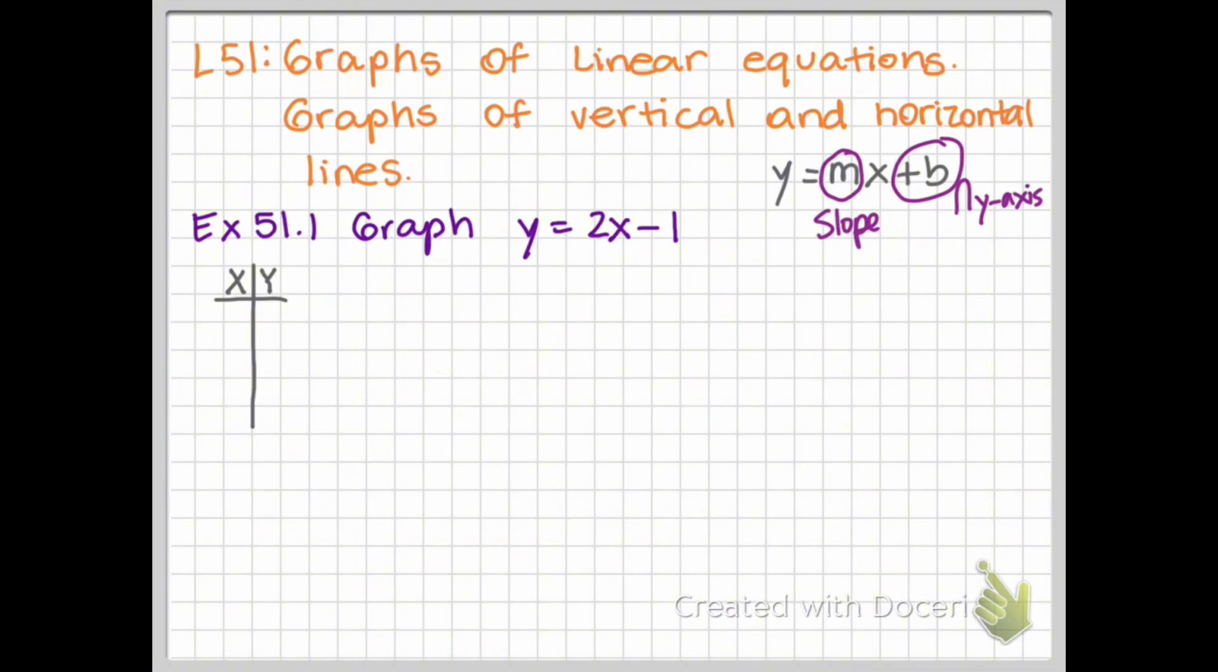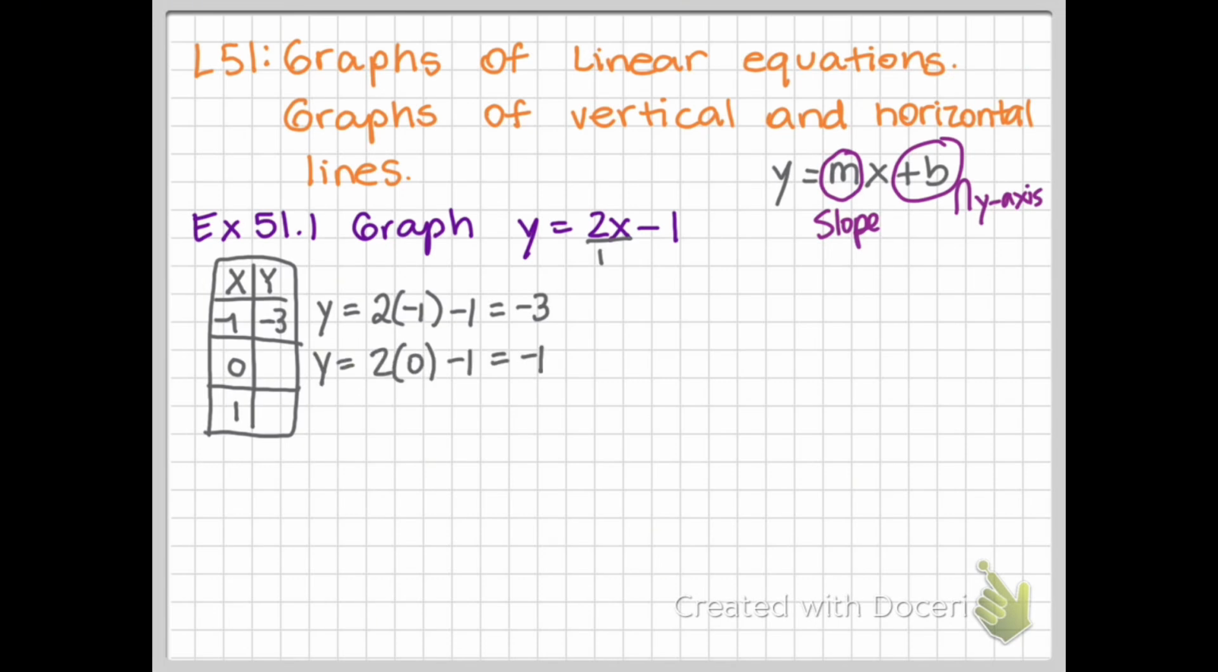The first thing we're going to do is make a table for x and y. We choose three values that are convenient. In this case, since we don't have a denominator, the denominator is 1, we can just choose -1, 0, and 1. Those will be our values. Now we're going to find the value of y by substituting. So we get 2 times -1, -2, -1, -3. And I write my answer in the table. I do the same for 0. 2 times 0, 0 minus 1 is -1. And then I do the same for 1. 2 times 1 is 2, minus 1 is 1.